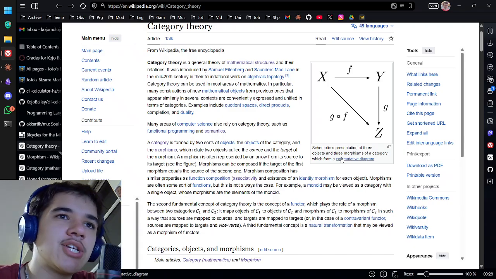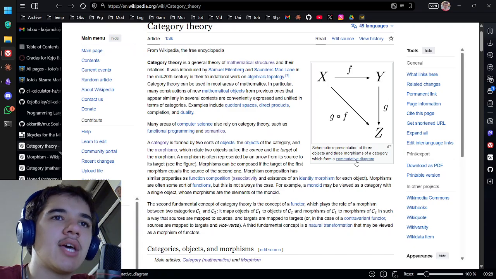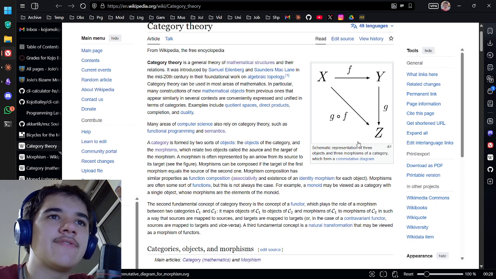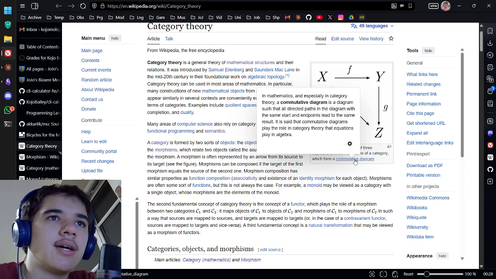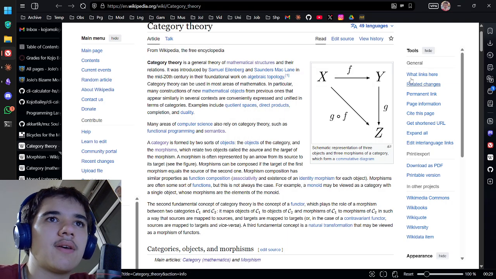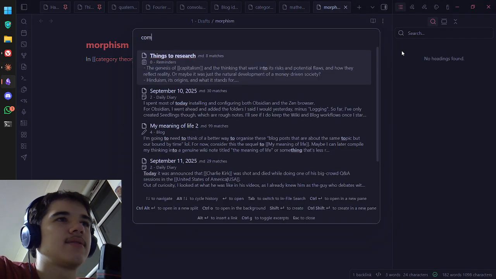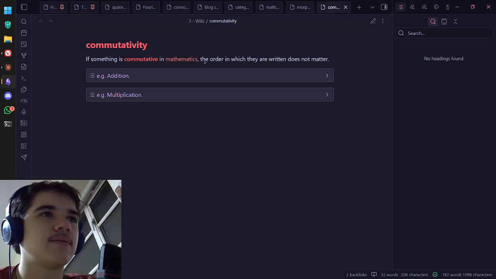Okay, schematic representation of the object, so this is the same thing, yeah. Commutative diagram. Notice there's no identity function here. In such diagrams, all directed paths with the same start and end points lead to the same result. So this leads to this, this leads to this, therefore this leads to this. Okay. Is that what it means to be commutative? Because when I did it, I talked about the order.